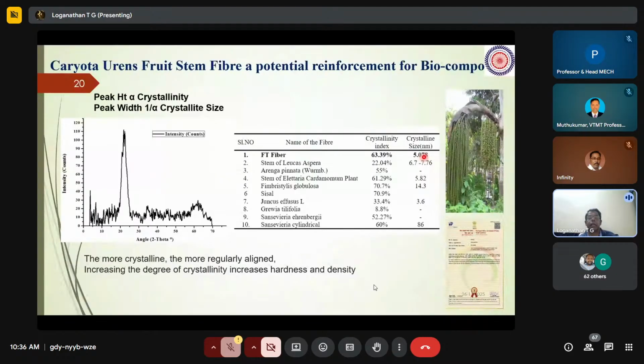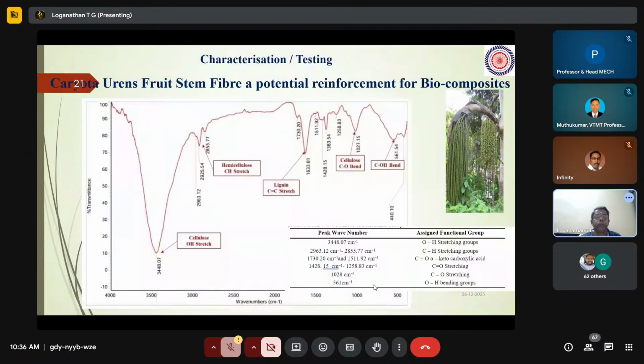Here you can see that the crystallinity index is much higher than Juncus FUS. It is much higher than some of the natural fibers, and we can say that it is on par with sisal fiber. Sisal fiber is already proven, and most people are working on it. The fishtail fiber is somewhat closer to the sisal fiber. So we can compare some of the properties like this as well.